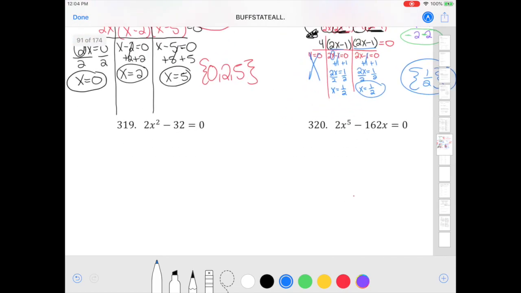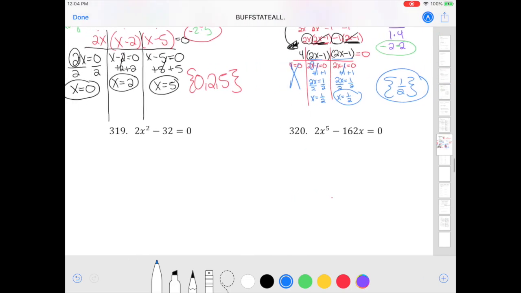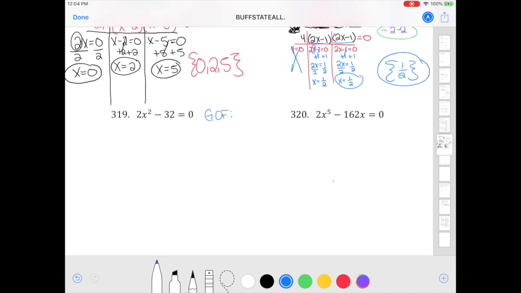All right, next example, 319. Nice setup. It's already equal to 0, which is awesome. I don't have to worry about that first step. My setup is perfect. All I have to do now is start factoring it, and I'm trying to factor this completely. So first thing I'm trying to look for is a GCF. This one has one. My GCF here, take a second to try and figure it out.